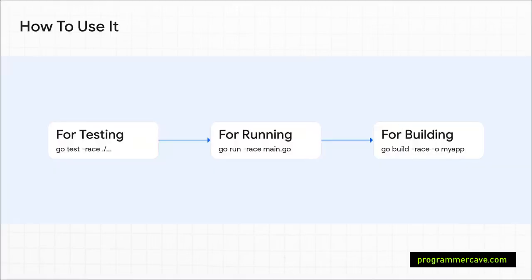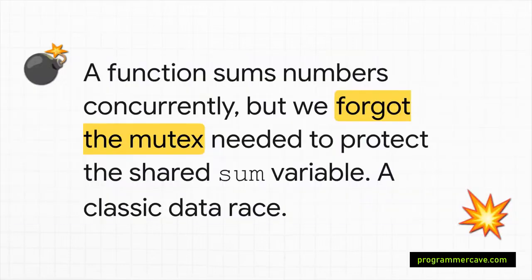So how do you use this magical tool? Well, it's almost laughably simple. You just add one little flag, -race, to the commands you're already using every single day. Go test, go run, go build, just tack -race on the end, and you've activated this amazing defense system. Let's see it in action.